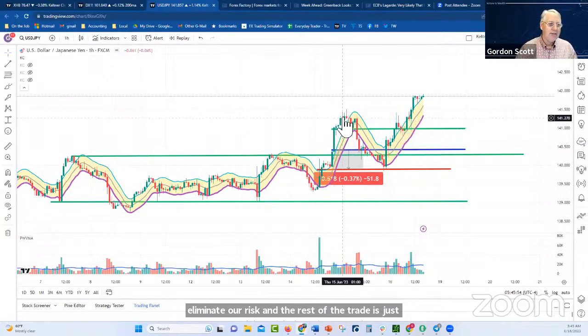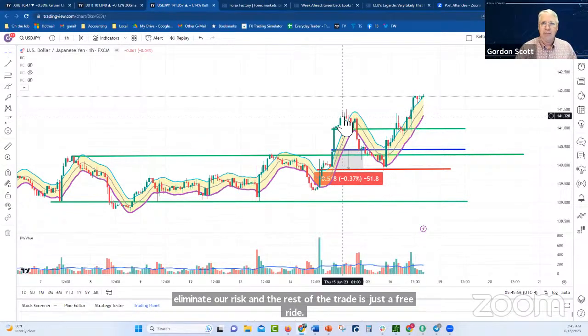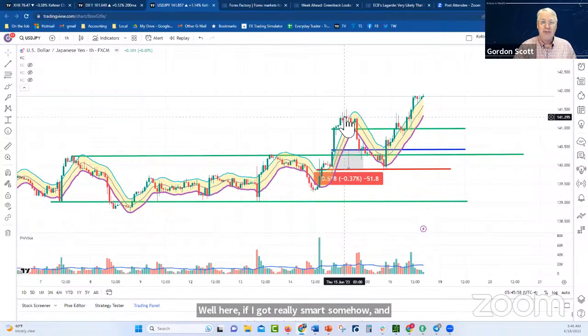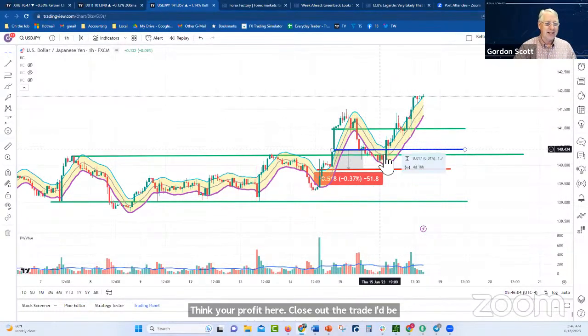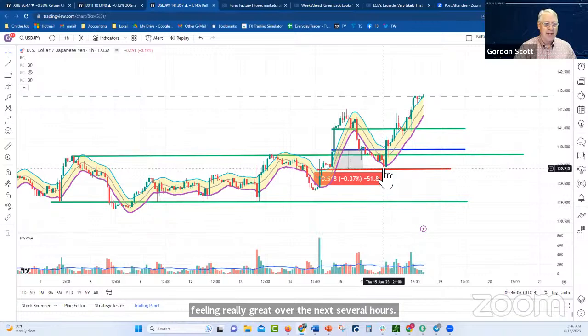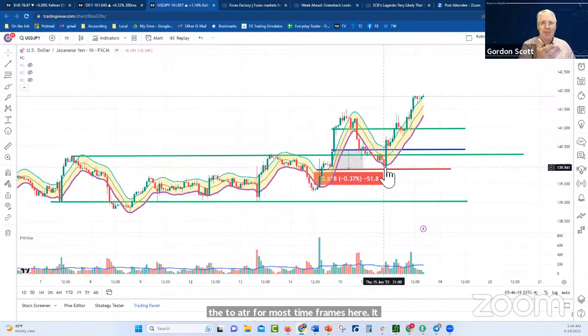Well, here, if I got really smart somehow and just clairvoyant, knew, take your profit here, close out the trade, I'd be feeling really great over the next several hours. But if not, it's going to come back down and it's just going to stop me out very frustratingly on this particular trade. This is actually pretty good methodology to trade the 2 ATR for most time frames. Here, it just happens to really be a frustration.